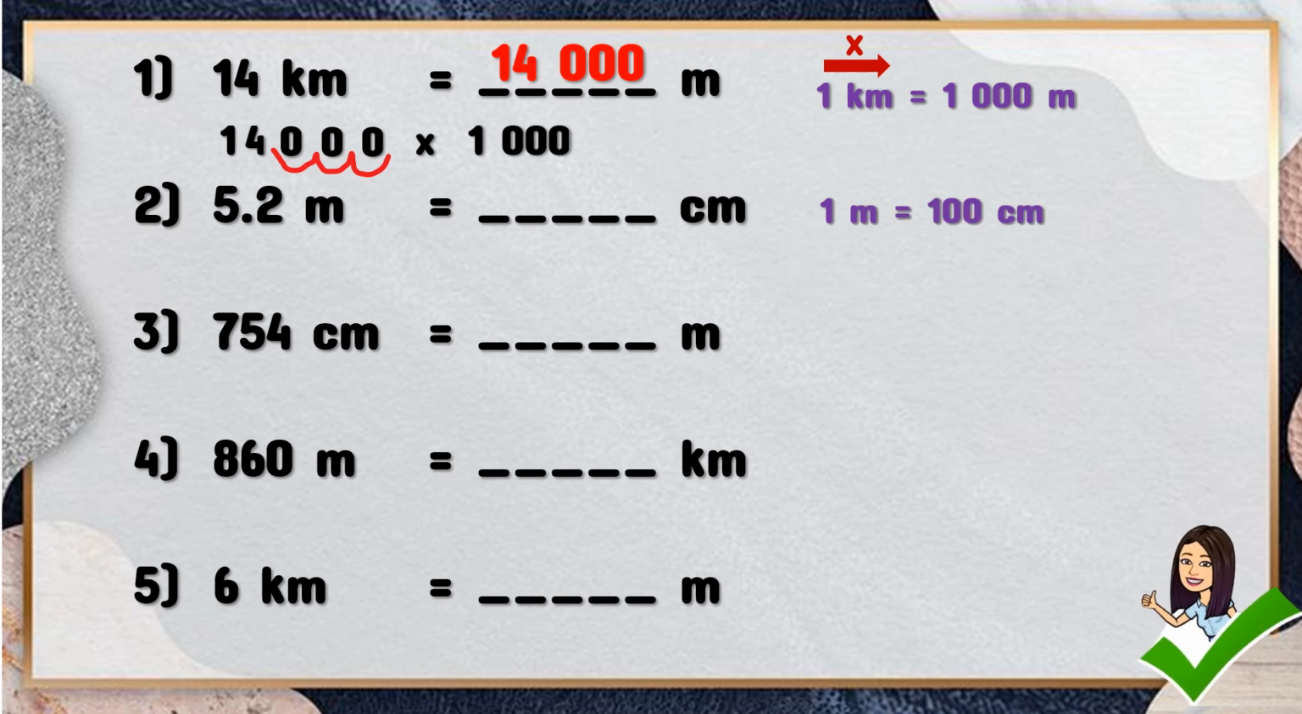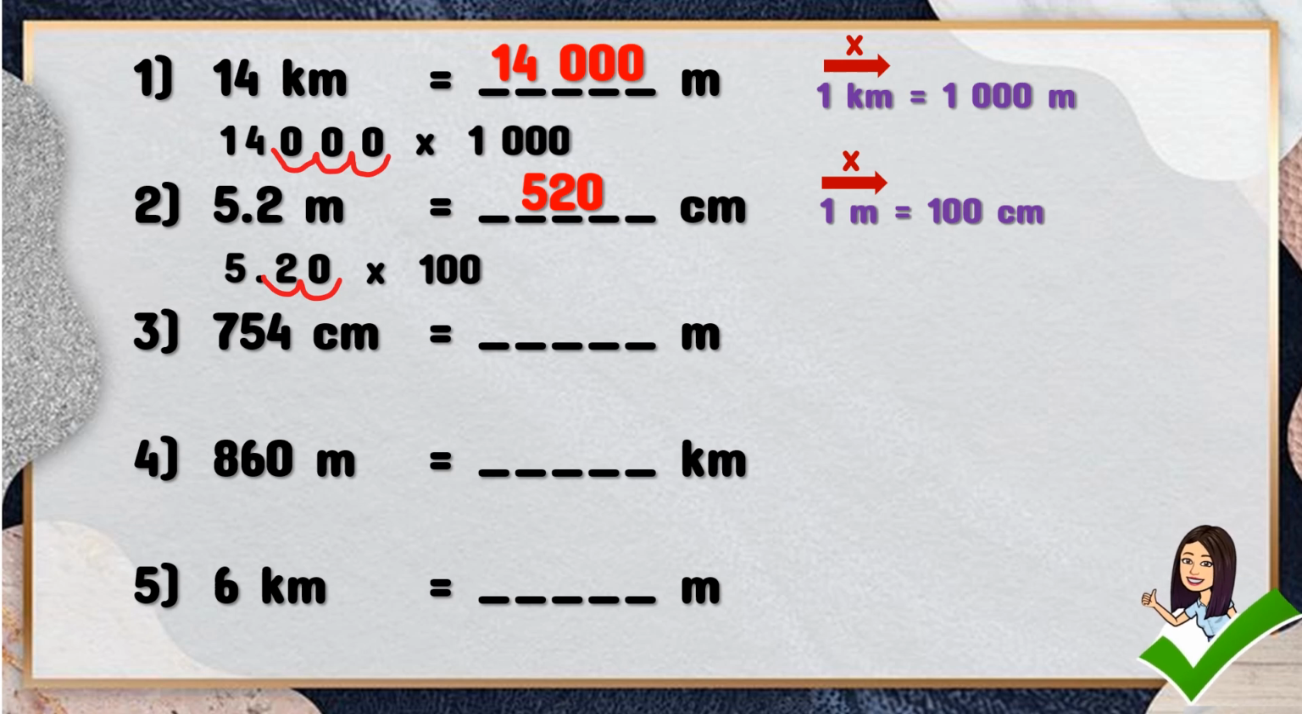For number 2, 5.2 meters to centimeters. So 1 meter is equal to 100 centimeters. So again, we will use multiplication since this is large to small unit. So 5.2 times 100. So we're going to move the decimal 2 times since this is 100. From the decimal, 1, 2. Then add 0. So 5.2 meters is equal to 520 centimeters.